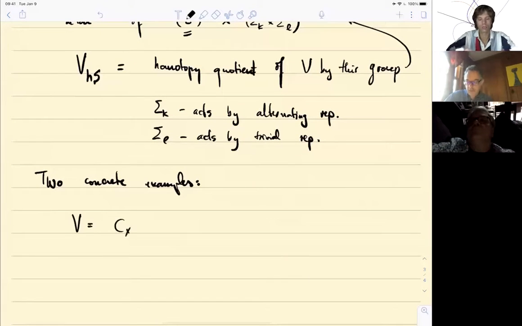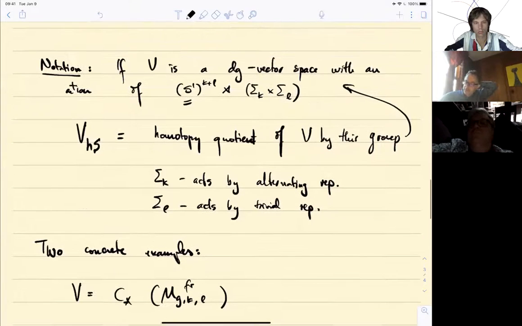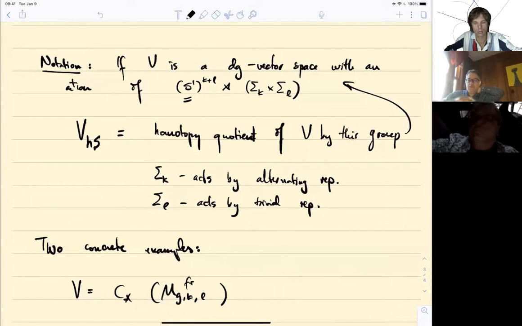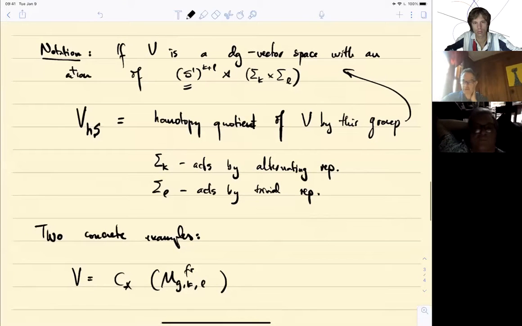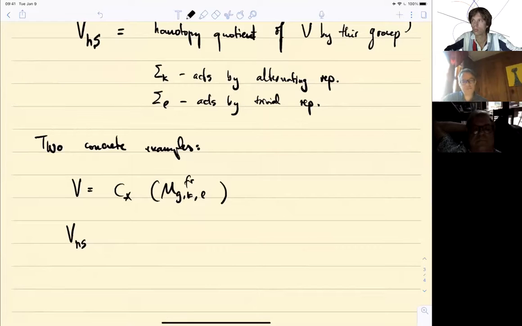One is when V is chains on MGKL framed. So here I do have this action of S1 to the power K plus L, because it's a framed moduli space, so I can rotate any input or any output. And I also have an action of sigma K and sigma L. So what I get when I do V_HS, well, the point is that when I take the quotient by the circle action, because the circle action is free, that's exactly the same thing as getting rid of the framing. Well, that's almost like getting rid of the framing. The only part that's not completely the same, I need to get a K bracket U module. So taking homotopy quotient corresponds to just formally adding this variable U minus 1.